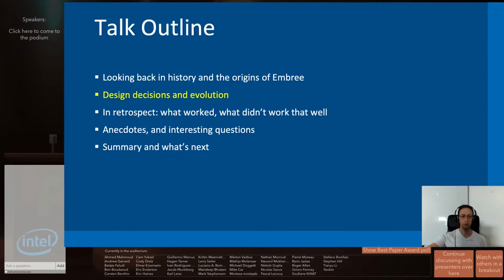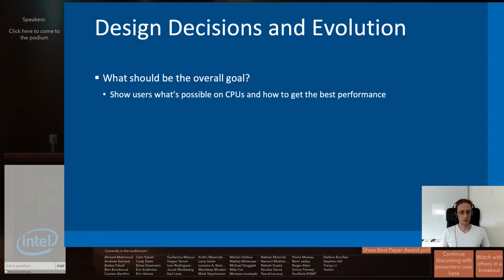Okay, so now shifting gears a little bit to more on the design decisions and evolution of Embree. So basically we had backing from Intel's management. And now we had to figure out what should be the overall goal of Embree. And that's pretty easy. I mean, it should showcase what's possible on CPUs and how to get the best performance.